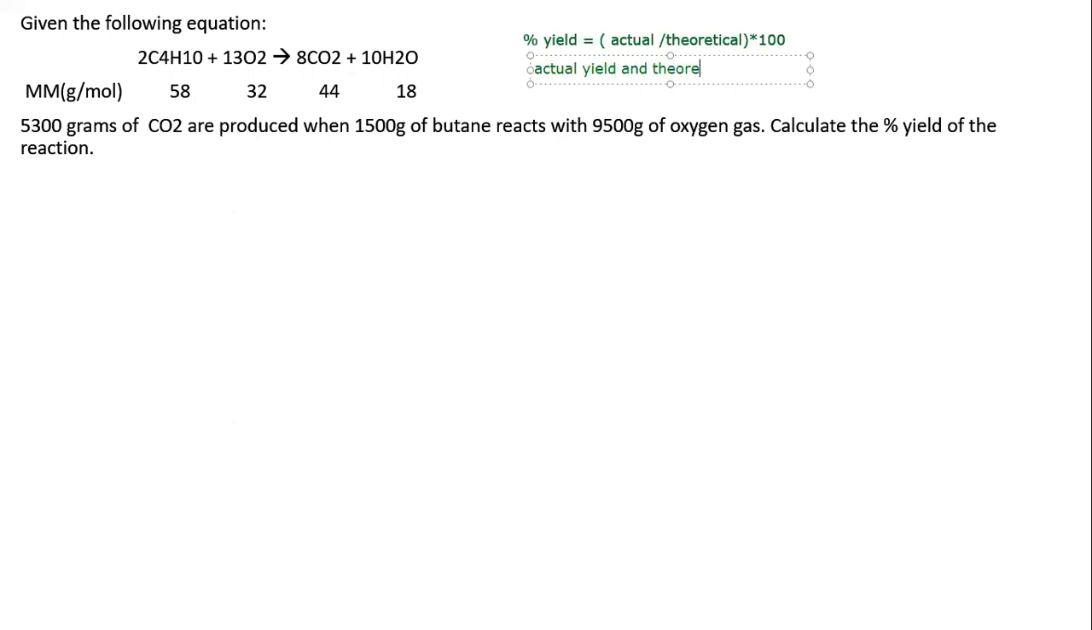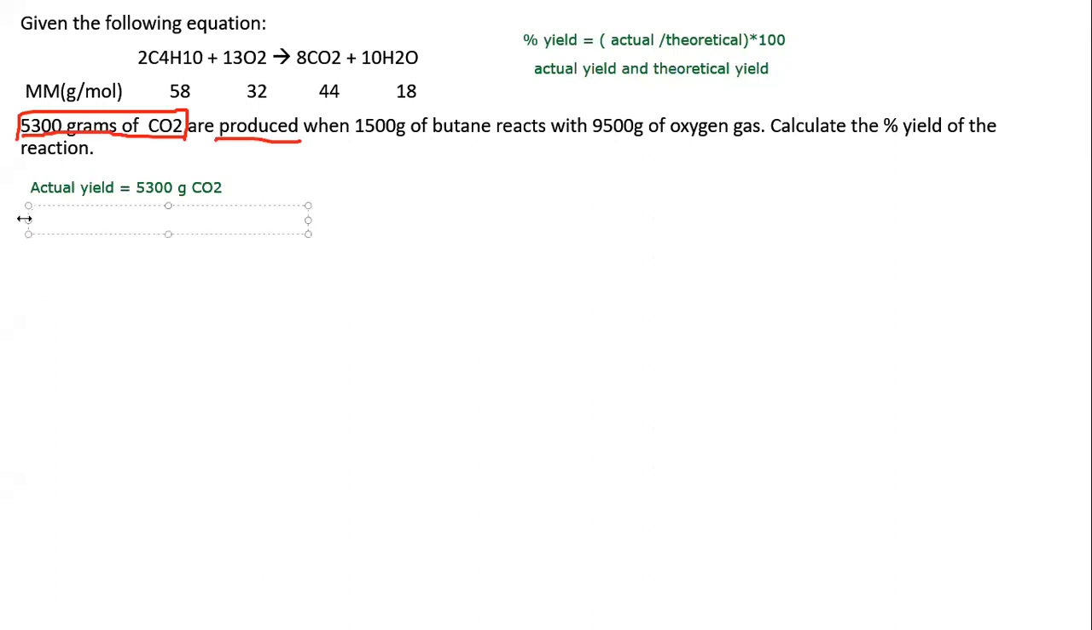So in order to solve for the percent yield, you need the actual yield and the theoretical yield. Now the difference between the two is that the actual yield is given to you somewhere in the problem. And typically it's going to be a product. Well, it should be a product. And so here, if we look, we see that 5,300 grams of CO2 are produced. So this 5,300 grams of CO2 is the actual yield. So the actual yield's already been given to us in this problem. It's 5,300 grams of CO2.